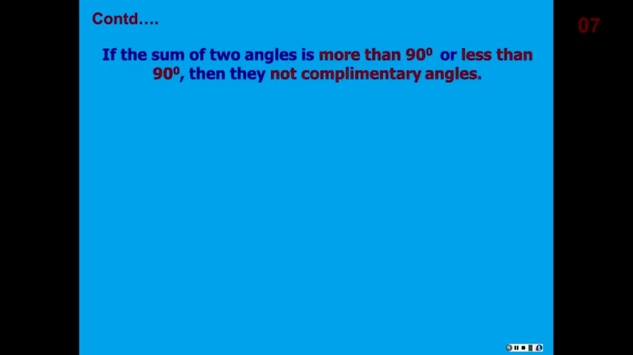What happens if the sum of the two angles is more than 90 degrees but less than 90 degrees? What does it say right here? Not complementary angles. They have to total exactly 90 degrees to be called complementary. They cannot total 91 degrees.